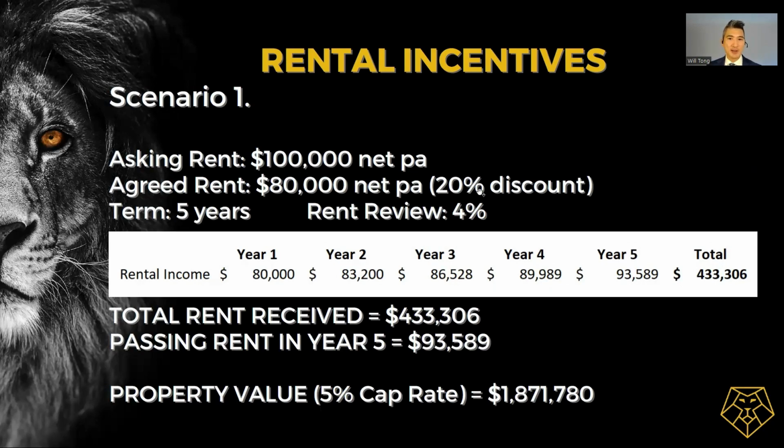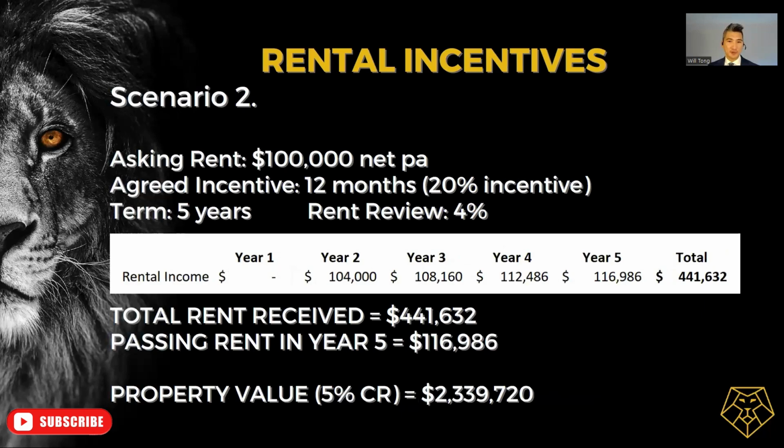Okay, they've agreed to a 5-year lease term and a 4% fixed annual rent review. So your income becomes $80,000 in year 1, $83,200 in year 2, and so on. So the total rent received will be $433,306. However, the passing rent in year 5 will be $93,589. So if you apply a 5% cap rate on the property, your property will be only worth $1,871,000. Okay, because you've given the tenant a 20% discount on the rent.